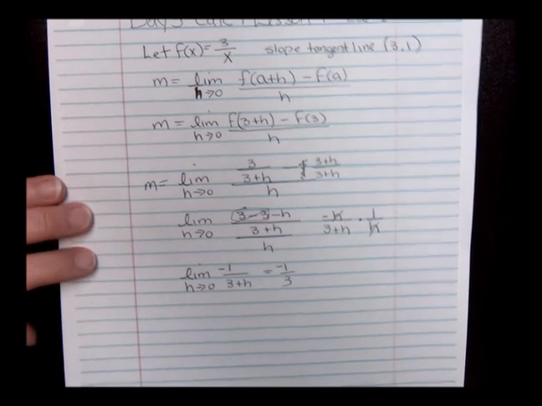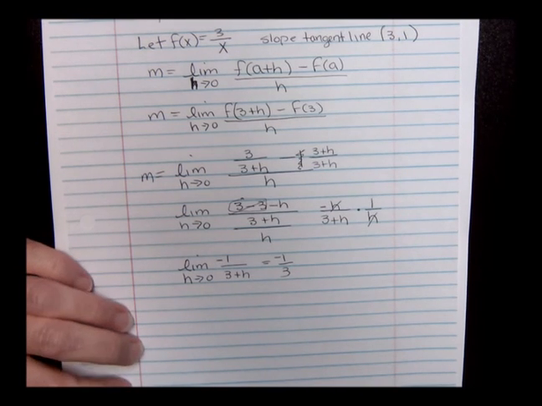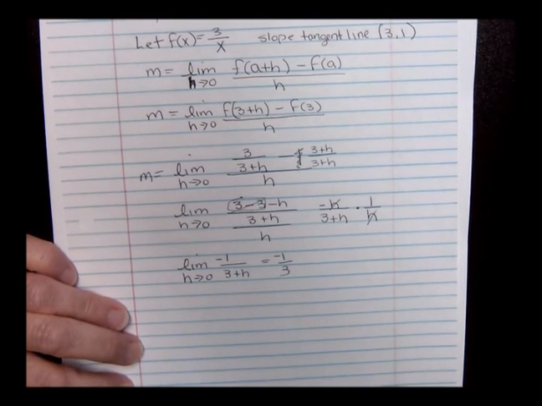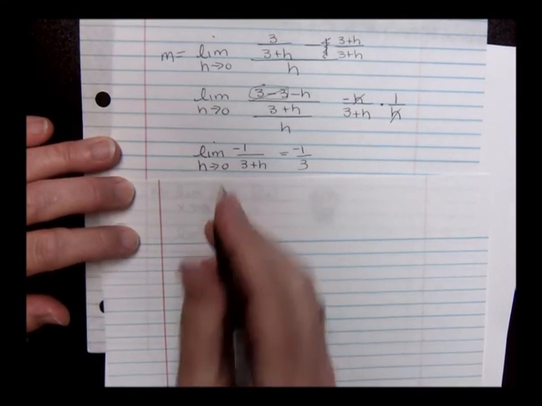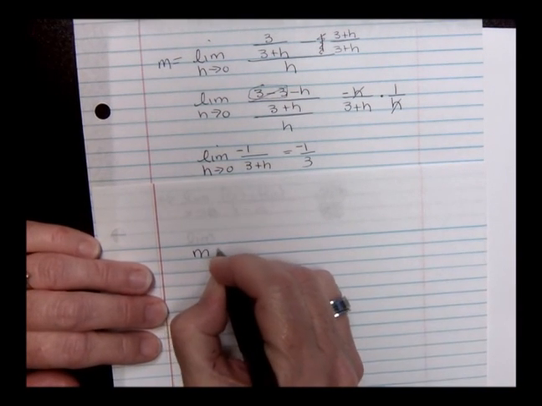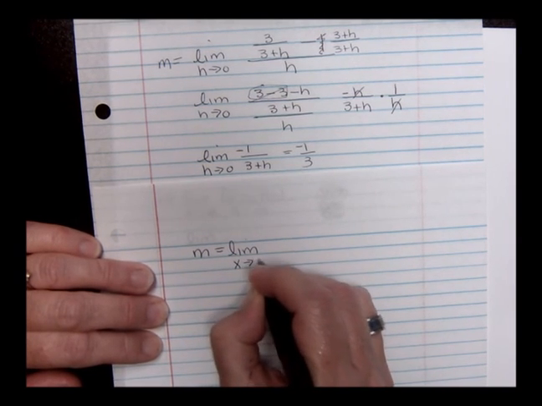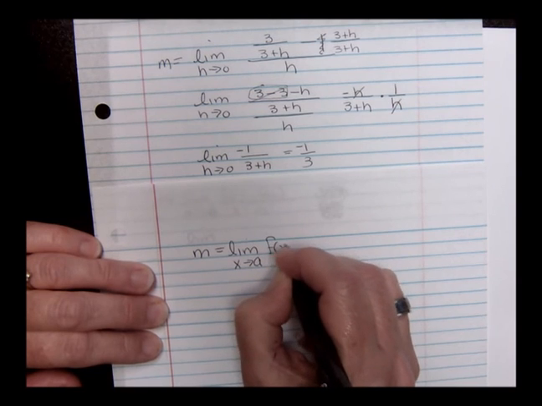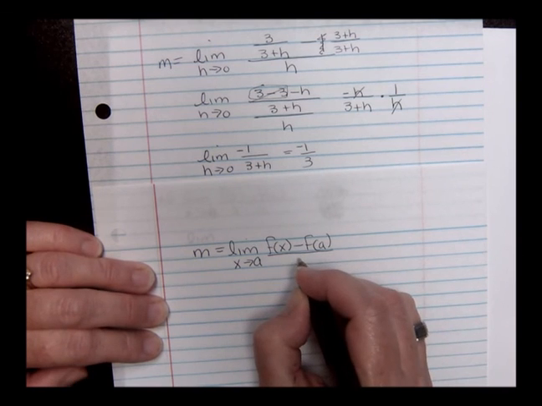So I was looking at this earlier. I said, well, can I do it the other way? Well, let's do it the other way and see the way that we did before. So now we're going to compare what we just did with our other formula. We know that we have negative 1/3. Let's look at the other formula. The other formula was slope equals limit as x approaches a, f of x minus f of a over x minus a.